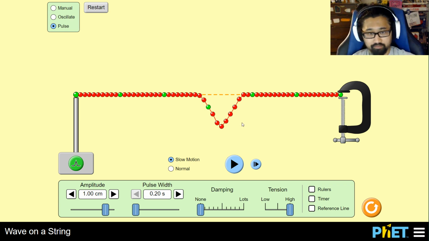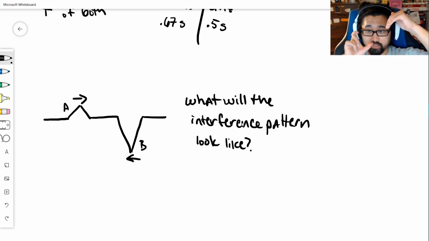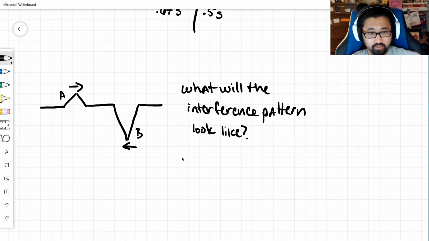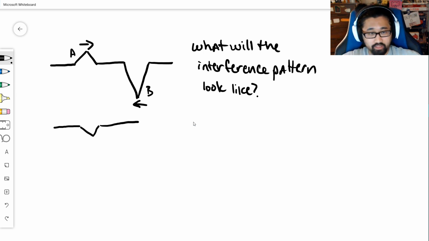Alright, when they interfere, oh look, it's down, but it's not as big as the other one. And that should make sense, hopefully. A is going to continue to move to the right. B is going to continue to move to the left. They will overlap onto each other. So A is up a little bit, B is down quite a bit. When they overlap, A will flatten out, B will get a little shallower. So what will it look like? It should look like this, where it'll end up looking like that.